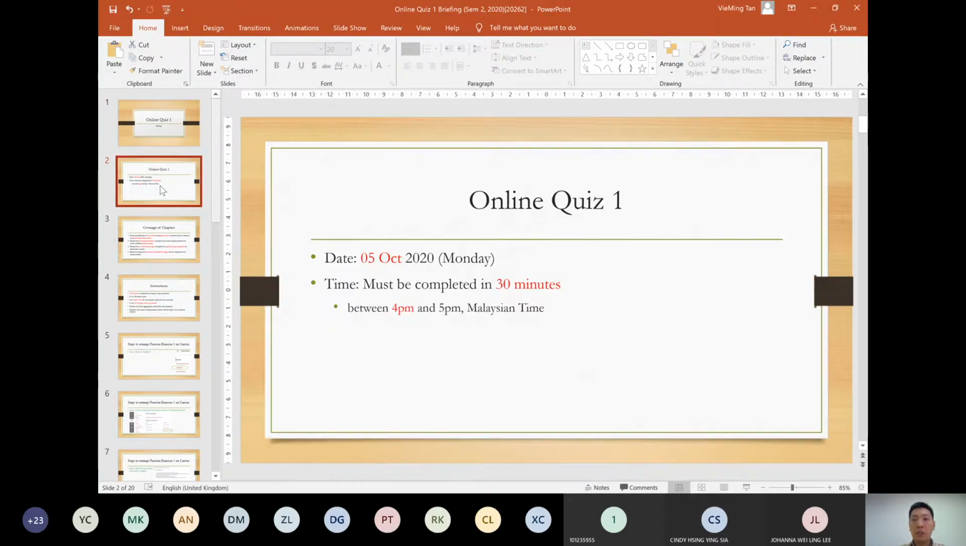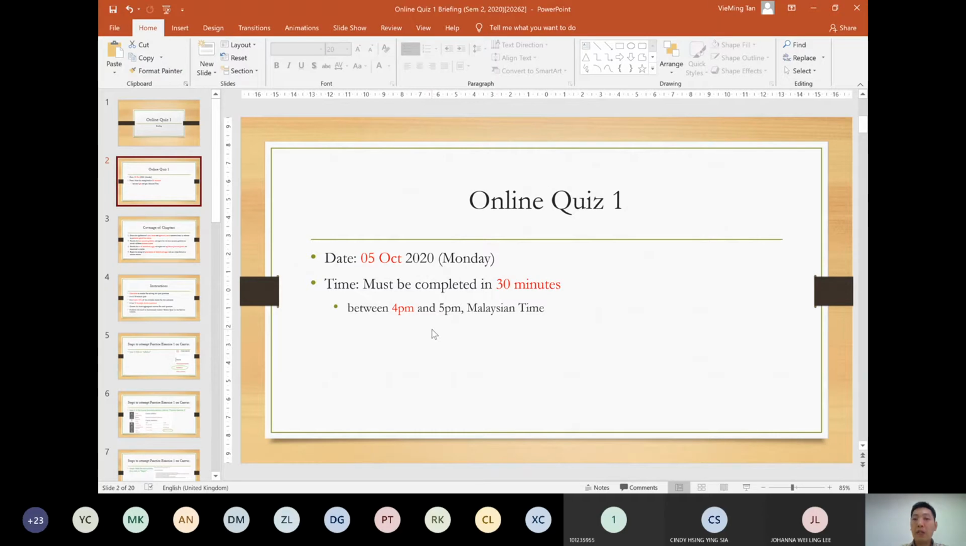So this is our first online assessment for this unit. And the assessment will be conducted on the 5th of October, Monday. So we are going to use the slot of the lecture time, which is at 4 o'clock, Malaysian time. For the international students, please remember this is Malaysian time. 4 p.m. to 5 p.m. In fact, the duration of this quiz is only 30 minutes. Right? Only 30 minutes. But you are allowed to attempt the quiz within 4 p.m.